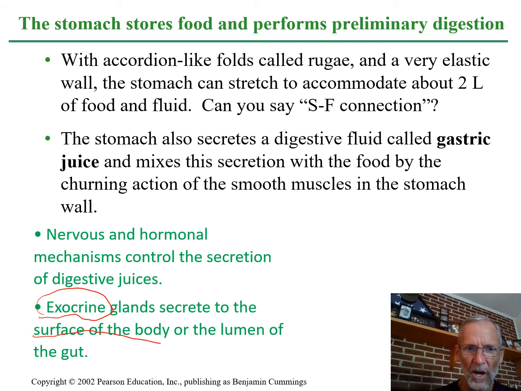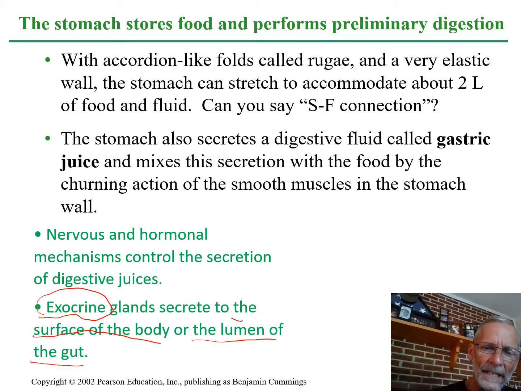Sweat would be the most common exocrine gland, right? Or the lumen of your gut. The lumen means the space, the opening, like in the middle of your stomach, in the tube of this long tube that we collectively call your gut. So how is that out of you? Well, it really is, right?